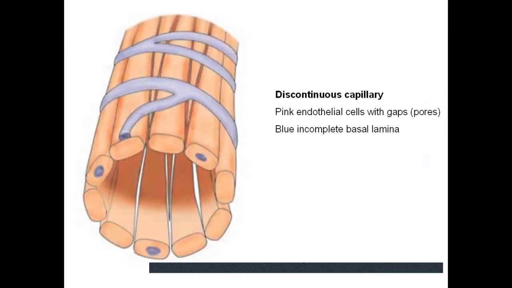So this is somebody's illustration of what a discontinuous capillary might look like. Here are the endothelial cells on the inside of the capillary, but there are lots of gaps between them, and the basement membrane, basement lamina, is quite incomplete as well, doesn't form any barrier to the red blood cells and other things passing through this capillary and into the liver or the spleen.